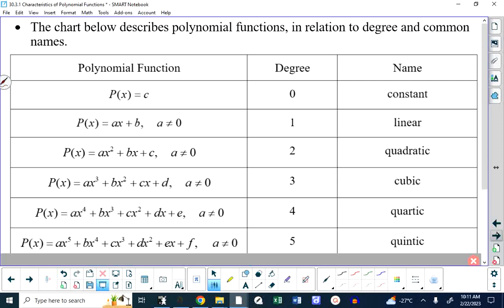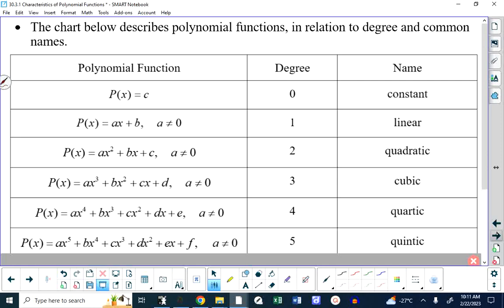Do you need to know these names? I would say for sure up to cubic. For sure. If you are asked to, on a written response, create a cubic polynomial function, you need to know what that means.